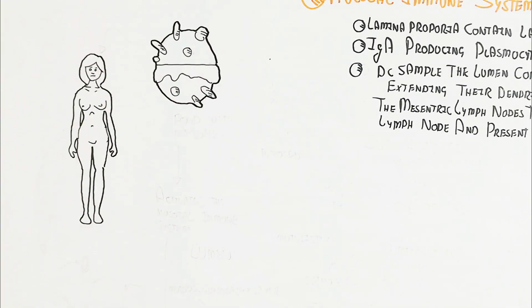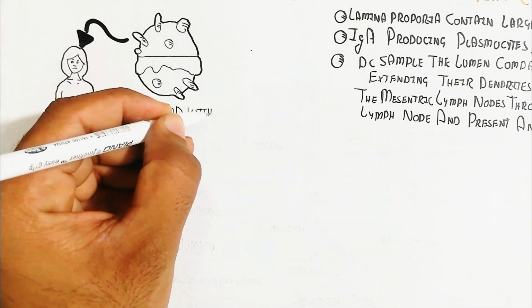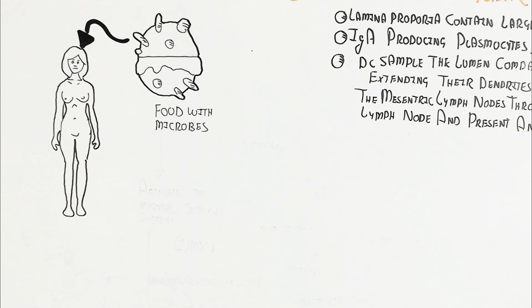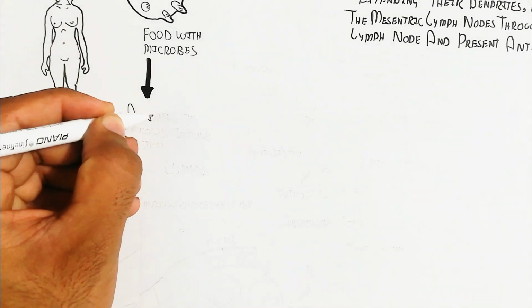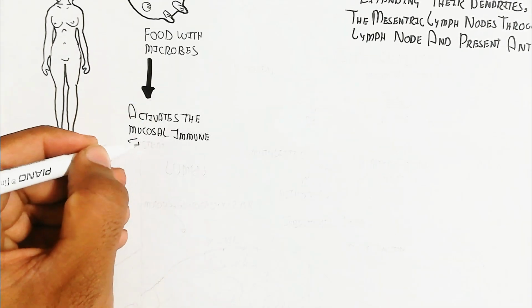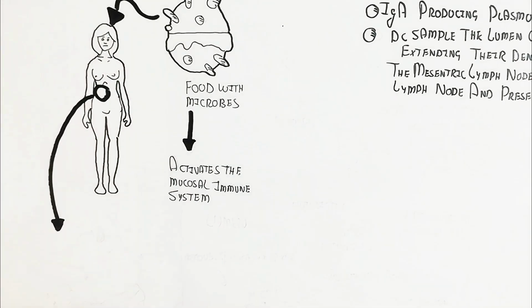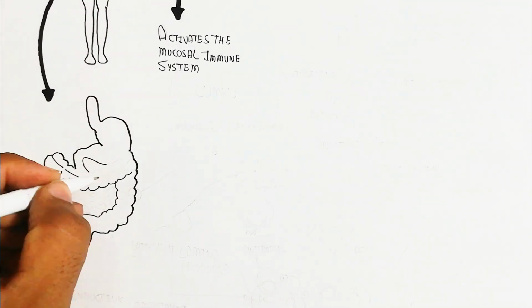This is the figure which contains our digestive system. Whenever it takes in food with microbes, it will activate the mucosal immune system. This mucosal immune system activation is due to the dendritic cell recognizing the antigen. After the sampling of the antigen, we go into the innate immune system.